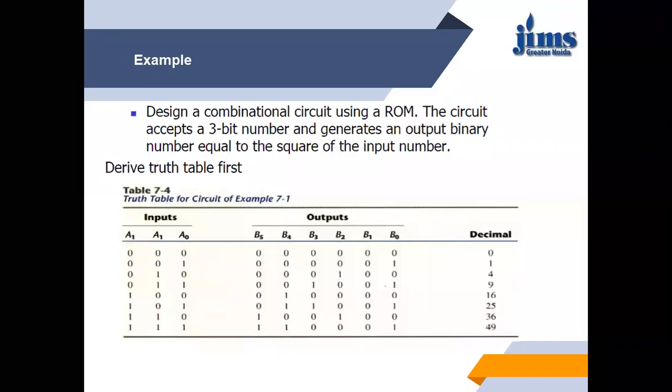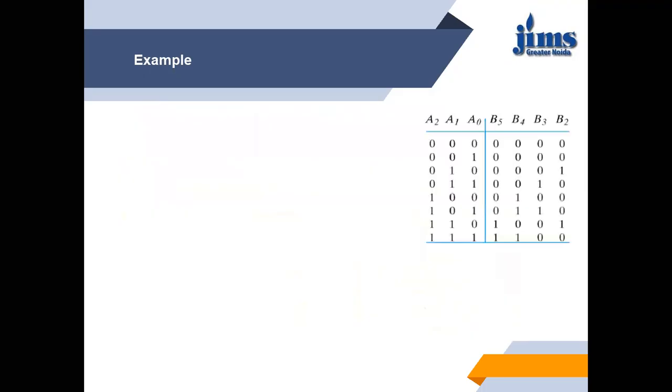So this is the truth table, and how to derive the truth table is already given in the question. The question specification says that it must have 3 inputs and the output is the square of the input. So we have to construct it.